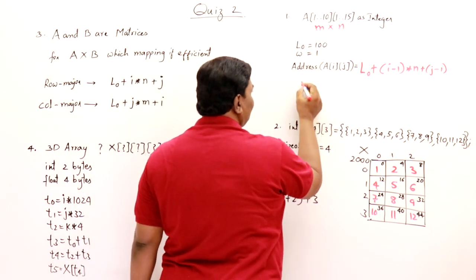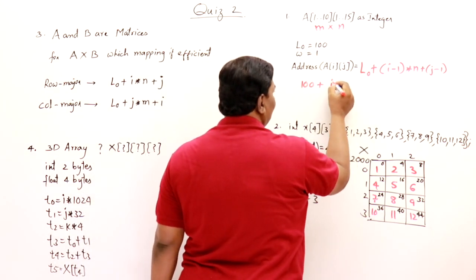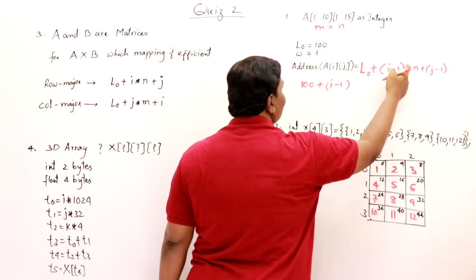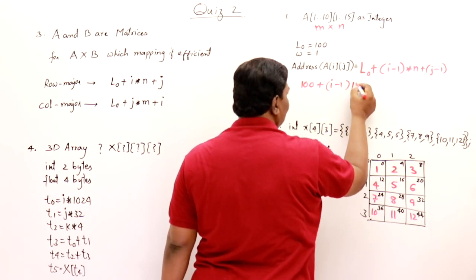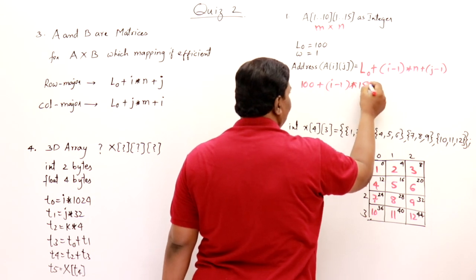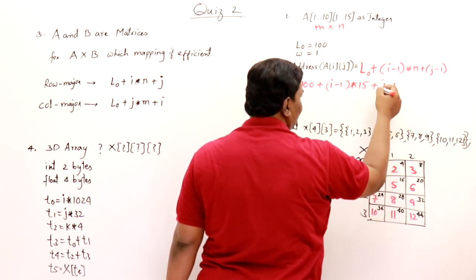L0 we know is 100, right? Then I minus 1, okay, I minus 1. And this is n, that is 15. This is 1 to 15, so it is 15 into 15. Then plus j minus 1. So j minus 1 will be as it is. So I'll keep it open.